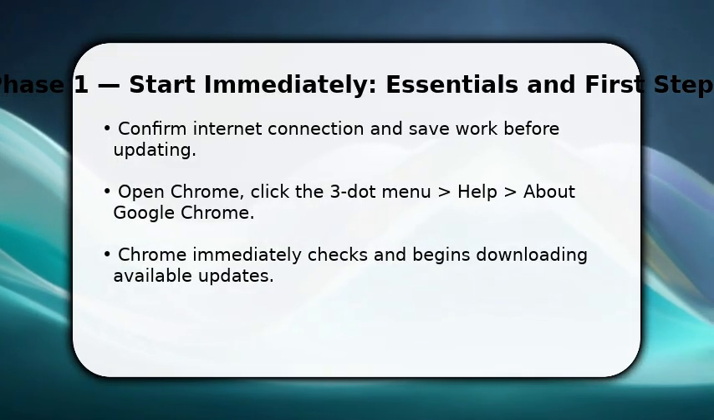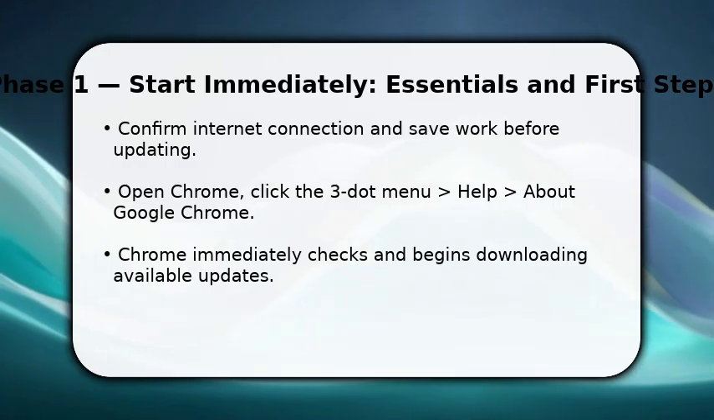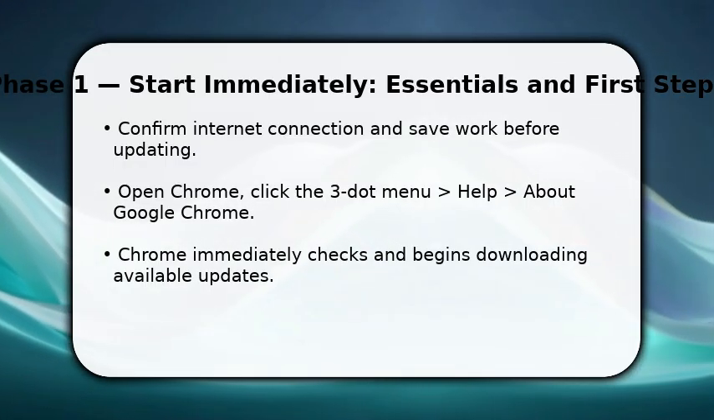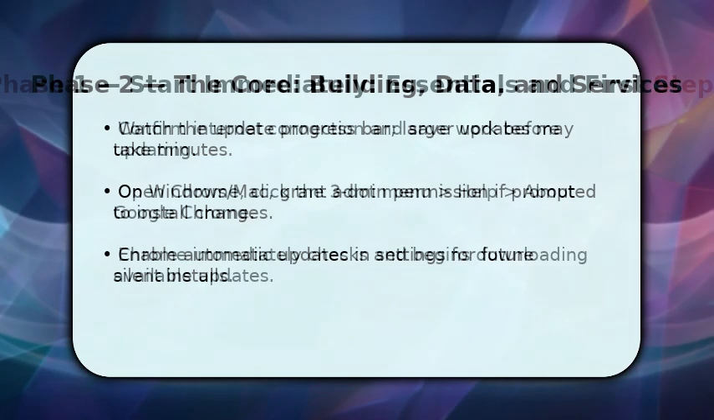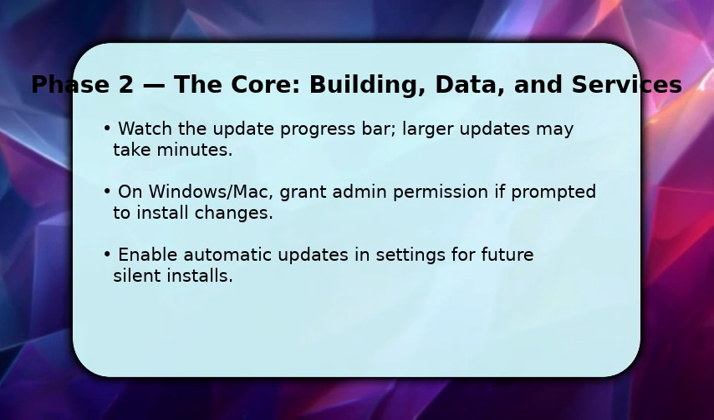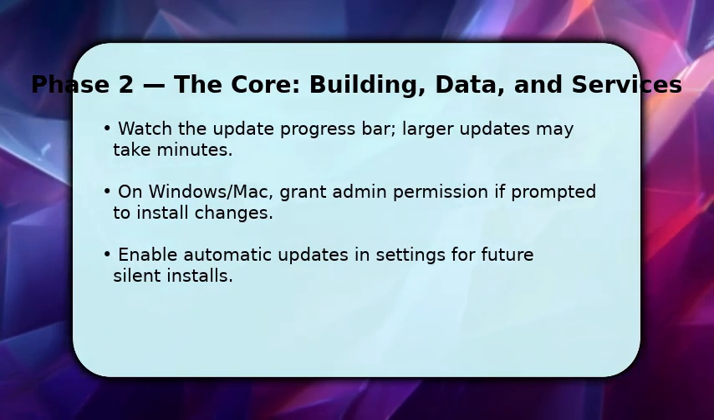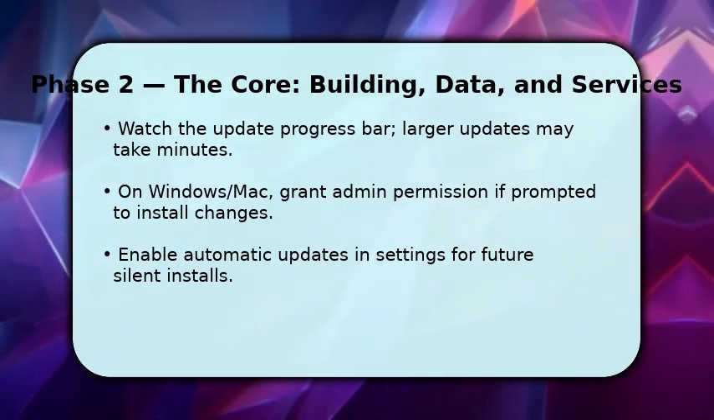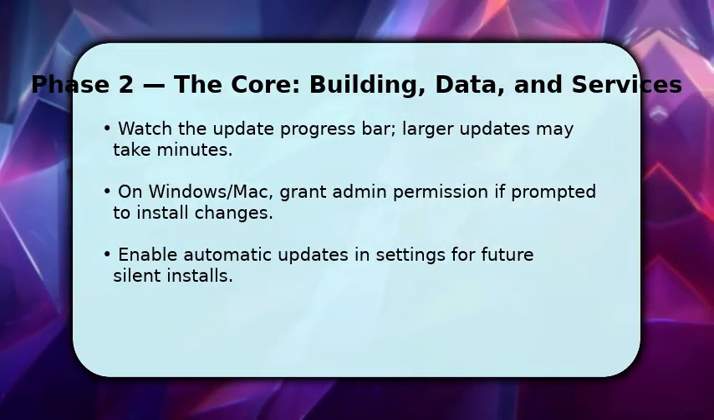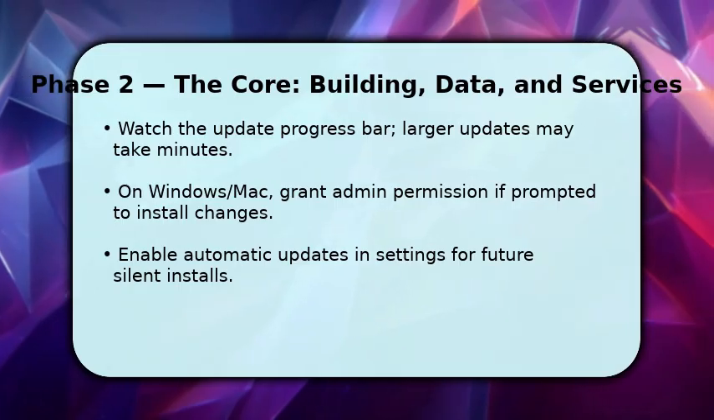This step forces the browser to compare installed version versus latest release, so you get security fixes and performance improvements without waiting. You'll see Chrome download the update. Larger updates can take a few minutes depending on bandwidth, so be patient. If Chrome asks for admin permission on Windows or Mac, allow it. This writes new files and applies patches.